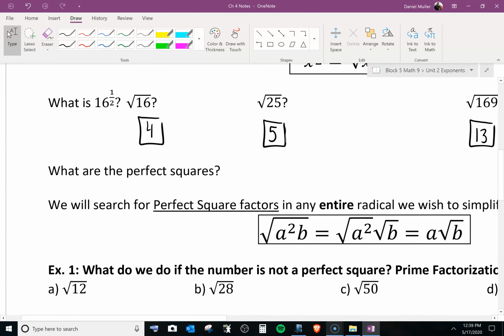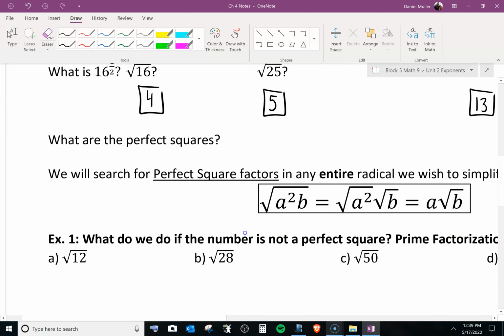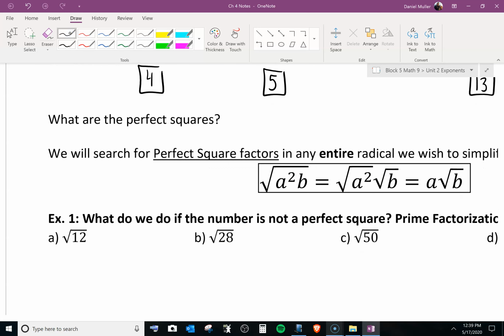Now, there's some stuff here that we don't need to go over right now. It'll make more sense later. Let's just try the very first example. So, what do we do if the number is not perfect? What we mean by that is the square root of 100, well, that's just 10. 100 is a perfect number. It's 10 times 10. The square root of 64. 64 is a perfect number because it's 8 times 8. So the square root of 64 is 8.